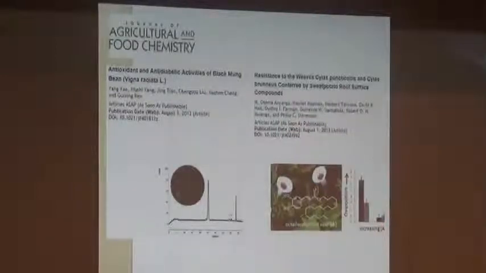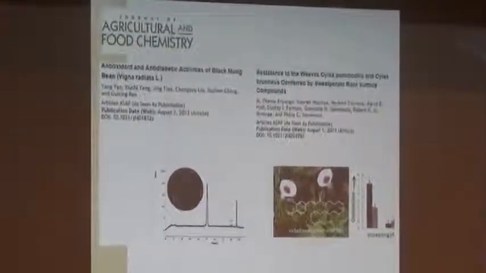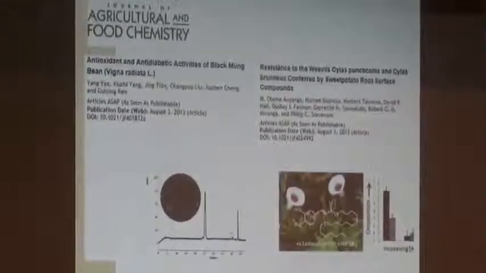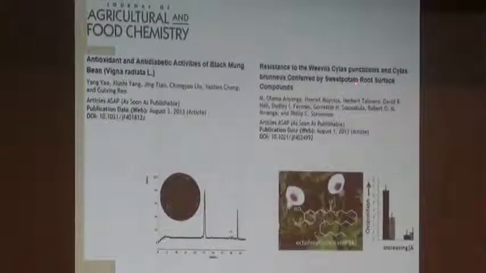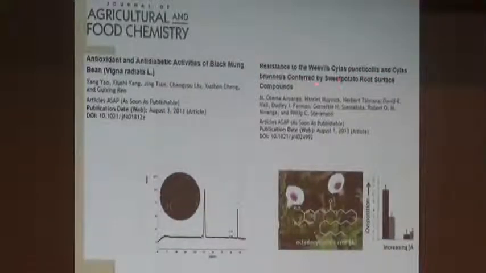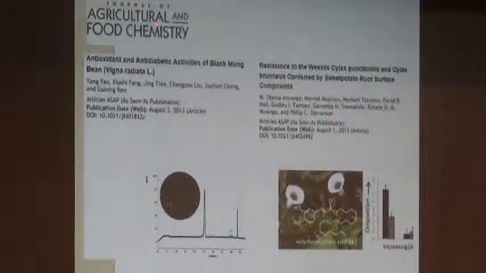But now, if you want to publish, we need another bioactivity, anti-diabetic. Resistance to weevil, Cylas puncticollis, and Cylas, etc., by sweet potato root surface compounds. So if you want to publish in JAFC, we have to find out what they are accepting now. Can what we sent 10 years ago or 5 years ago still be accepted? No longer. We need to add more. That's how it is. But that is what we should do.